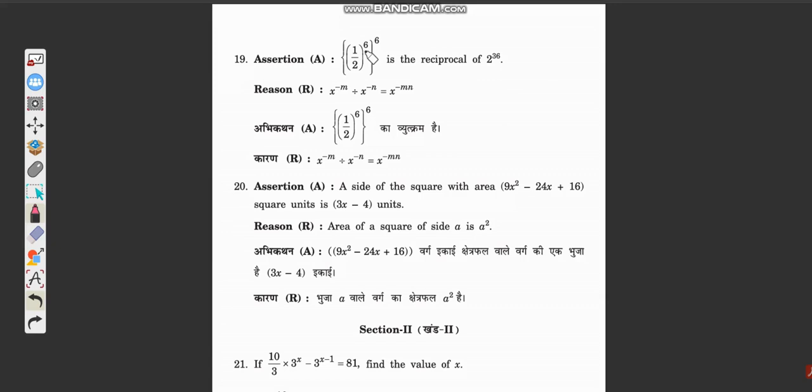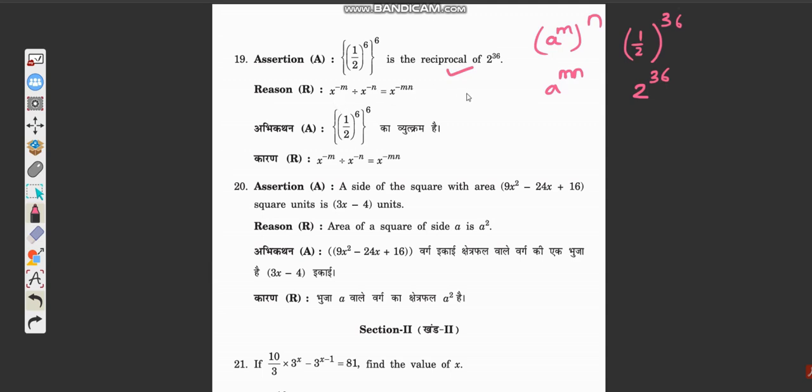Here the reciprocal of 1 by 2 whole power 6 whole power 6: first of all, 1 by 2 whole power 6 whole power 6. 6 into 6 means 36, because a power m whole power n means a power mn. And 1 by 2 reciprocal is 2. 2 power 36 is the correct one. So this is the correct option.